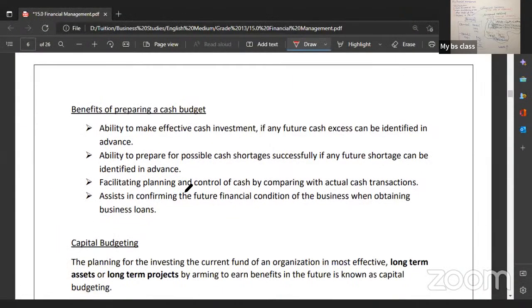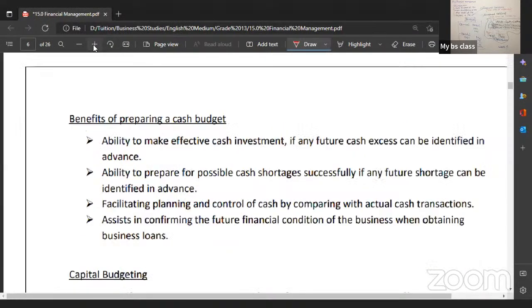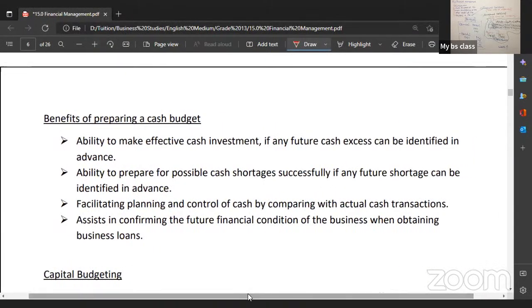So the ability to make an effective cash investment. Because if we see that in our budget the expected sources are higher and expenses are lower, we can think of a way, right? So what do we do with the excess cash? We can invest it short term, we can put it in an FD. So you get the idea. And on the other side, we can see the possible cash shortages in the business.